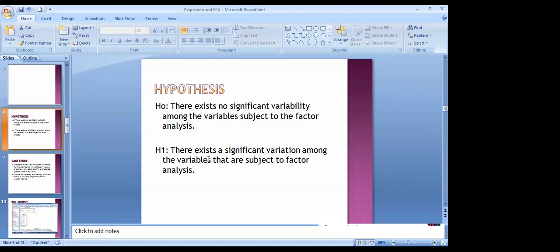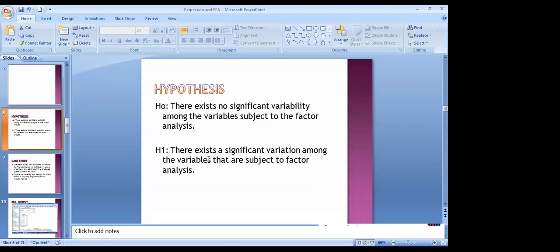So when all variables are unique, definitely they cannot be categorized. Clear? See, when your 20 research statements are all similar with respect to some feature, then how can you group them? There is no chance of grouping them. So factor analysis cannot be performed. That is why we are now framing one hypothesis. There is no significant variability. This is the null hypothesis. Suppose the null hypothesis is disproved, what is the opposite side? There exists a significant variation among the variables.